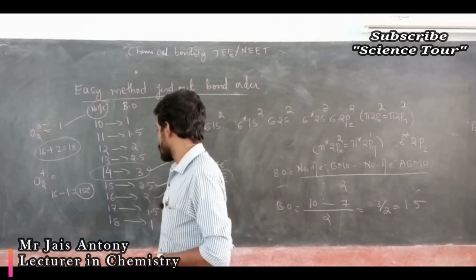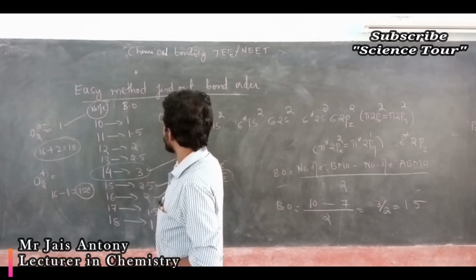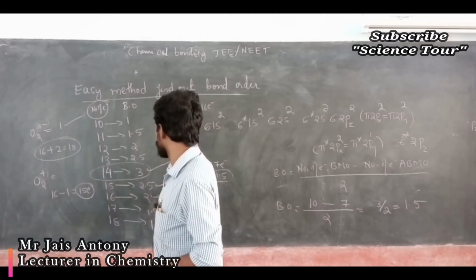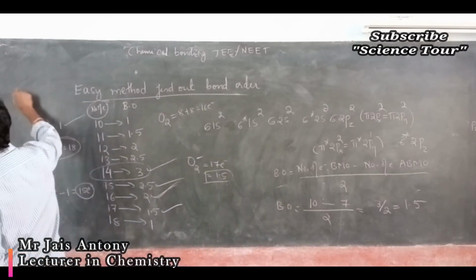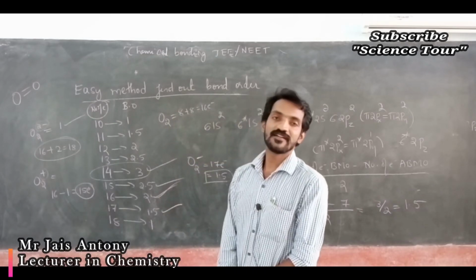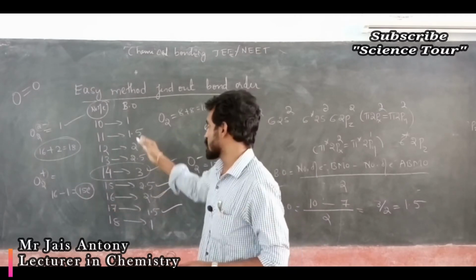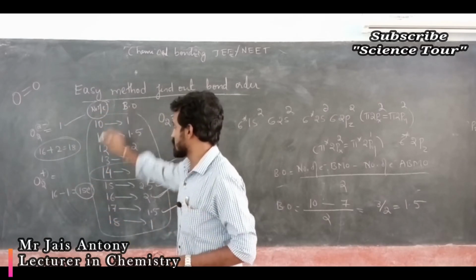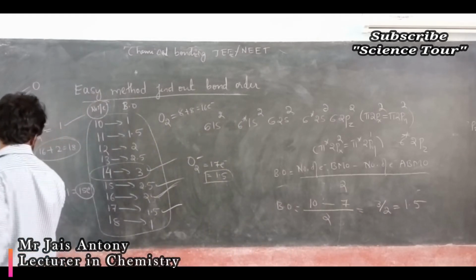If it is 16, immediately you can write O2. O2 means 8 plus 8, 16 electron. 16 electron means double bond. Bond order is 2. Very simple. By knowing number of electron of that particular molecule, we can find out bond order. This is the method. Remember this chart. 10, 1, 11, 1.5, 12, 2, 13, 2.5, 14, 3.